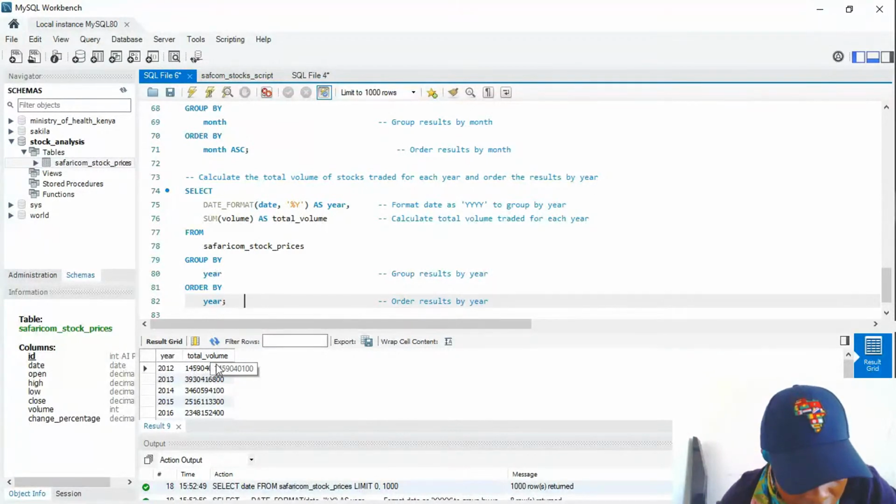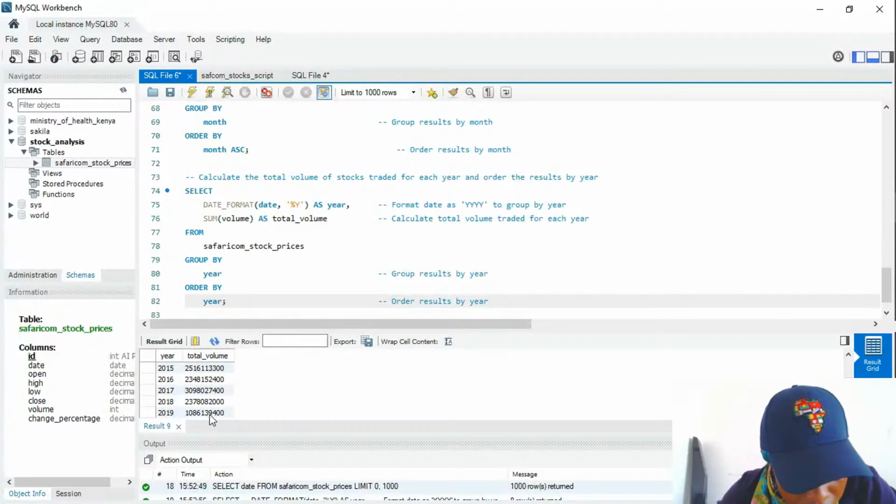Yeah, in the first year they had like 14. No, 1 billion. This one was like 3 billion and 9. That one, and then now in 2014 it declined. 2015 the volumes declined a little bit. And they've actually been declining.